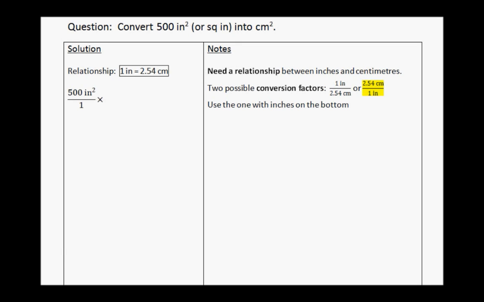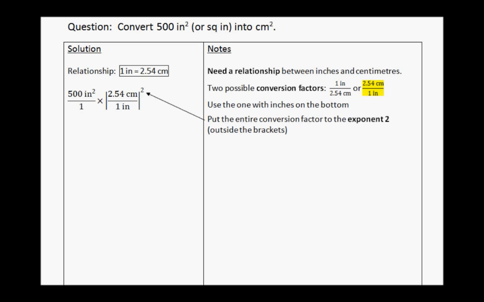So far this is exactly the same as any unit conversion problem, but here is where things are going to change. Because my original amount was in inches squared, I have to square the entire conversion factor before I multiply by it. So I'll put this whole fraction to the exponent 2, and this is what it looks like.